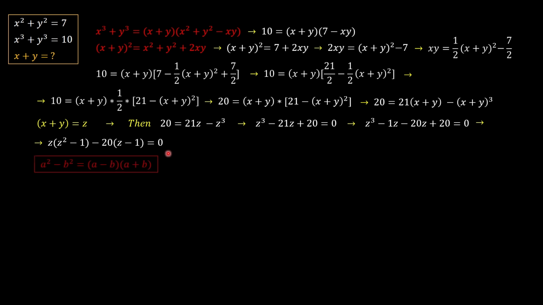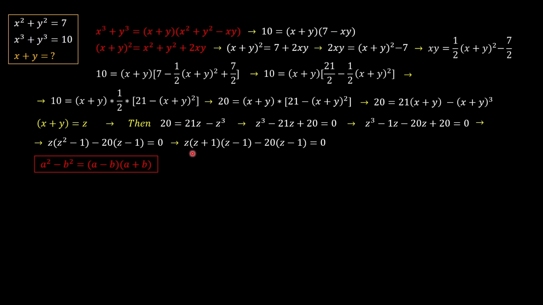Now let's look at this formula. a squared minus b squared equals (a minus b) multiplied by (a plus b). So we are going to use this formula for this term. In our case, a is z and b is 1. We can write 1 equals 1 squared because it will be anyway 1. Then we will get z multiplied by (z plus 1) multiplied by (z minus 1). And the rest is the same.